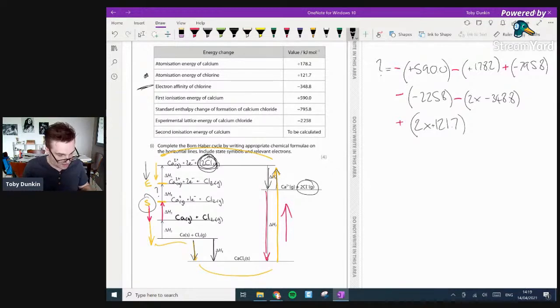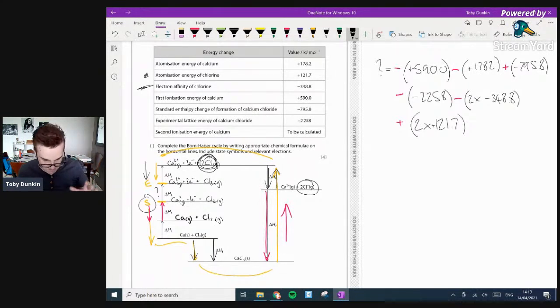Right, run that all through my calculator in a straight line. So, minus brackets, plus 590, close brackets, minus brackets, plus 178.2, close brackets, plus brackets, minus 795.8, close brackets, minus 2258, close brackets, minus brackets, 2 times minus 348.8, close brackets, plus brackets, 2 times plus 121.7, close brackets, equals.